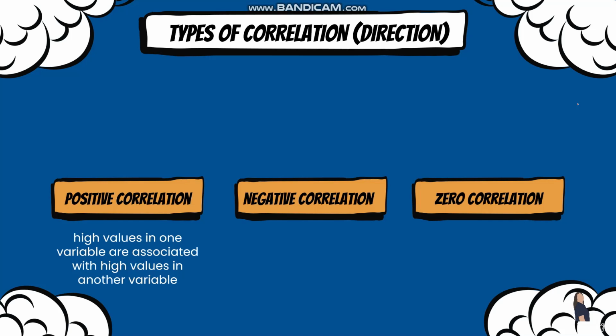So that is an example of a positive correlation. Another one is the time you spent exercising and the calories that you burn. The number of calories that you burn is associated with the time that you exercise. So if you want to burn more calories, you have to exercise longer. That is again an example of a positive correlation.